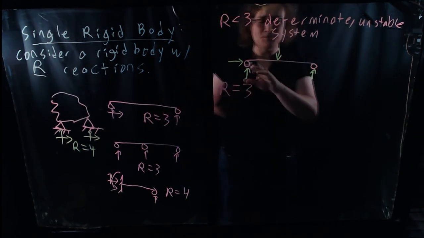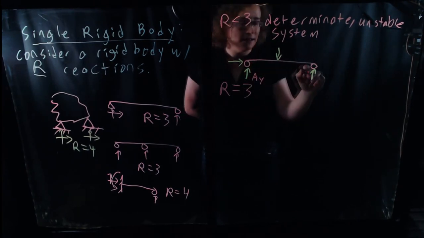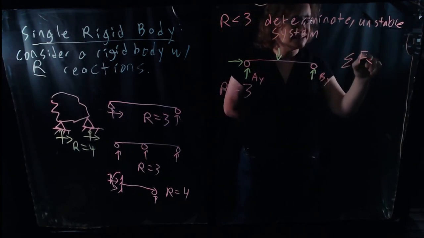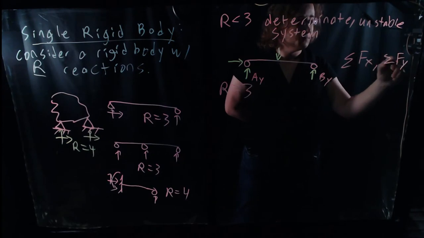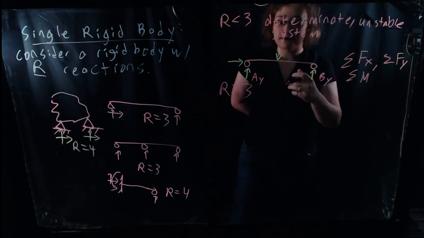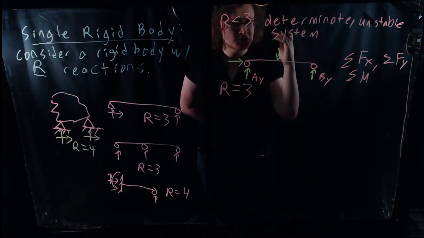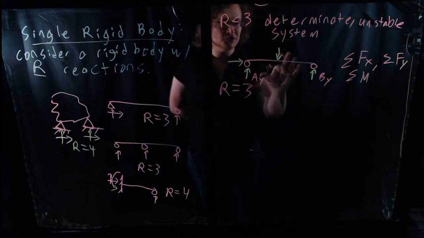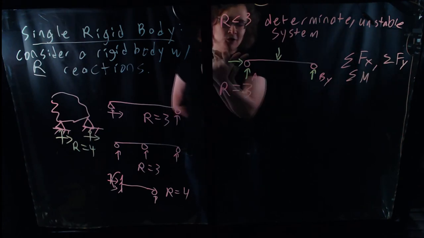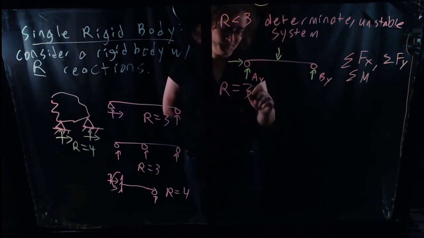And so again, this will be determinate. We would have two unknowns, like an AY and a BY, and we'd have three equations of equilibrium: sum of forces X, sum of forces Y, and sum of moments. With three equations and two unknowns, you can very readily solve for the reactions. However, you do not have sufficient reactions to fully restrain this frame, so it will be unstable. The moment you try to apply a horizontal force, it's going to start to move, which is not what we want in structures, generally.